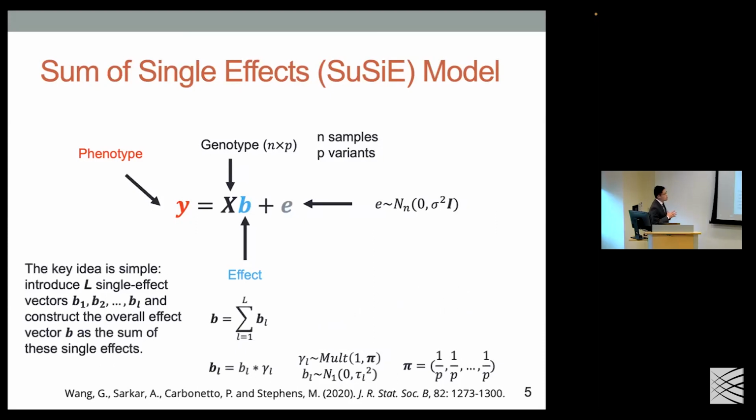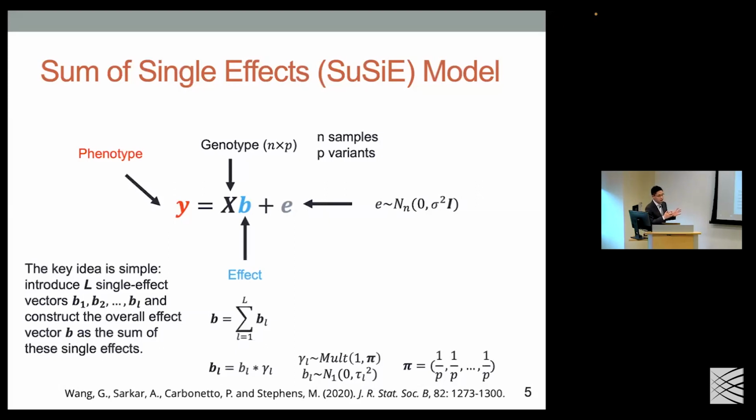And the sum of a single effect model, actually this model was proposed by Gao Wang, and this method is called SuSiE. In their model, the key idea is also simple. They introduce L different effect vectors. So the idea is that there could be multiple causal variants in each locus or in each region.